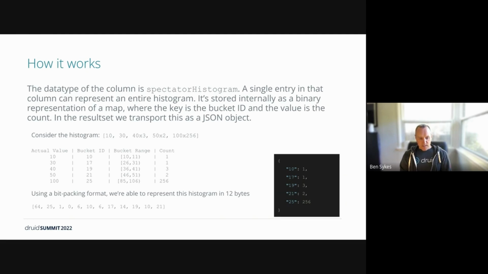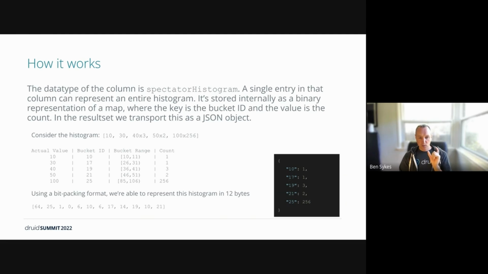One of the benefits that we were really pushing for when we were designing Spectator Histogram was the size. We already had a fast implementation looking at datasketches, but we really wanted to make the storage size as small as possible, or as small as practical, while maintaining that query performance. So we use a bit packing format to represent this histogram, this map, in a very concise way.